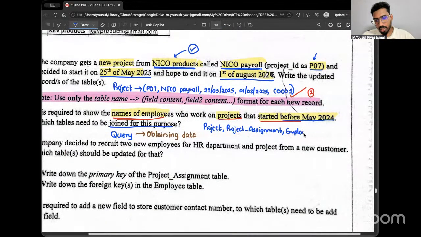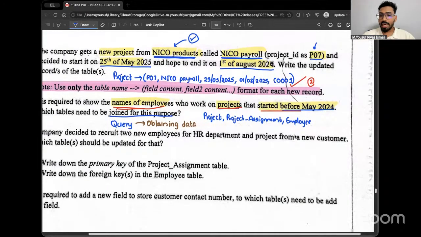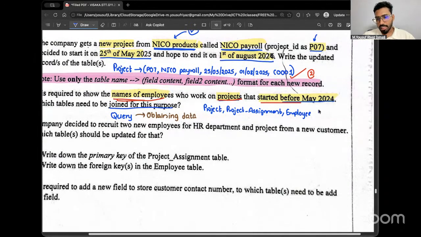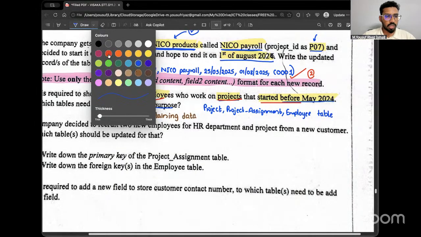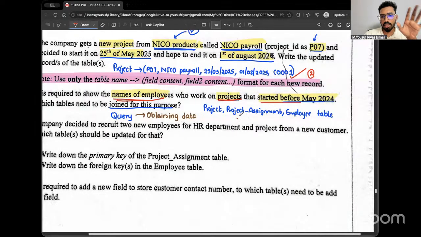You have to mention all three tables' names. If you mention any table extra or any table less, 0 marks. Exactly, only these three have to be mentioned. If you mention even one table extra or one table less, no marks. So you get the 2 marks only if you write the exact tables; the order doesn't have to be correct. You can jumble the order, but only these three tables' names have to be there.